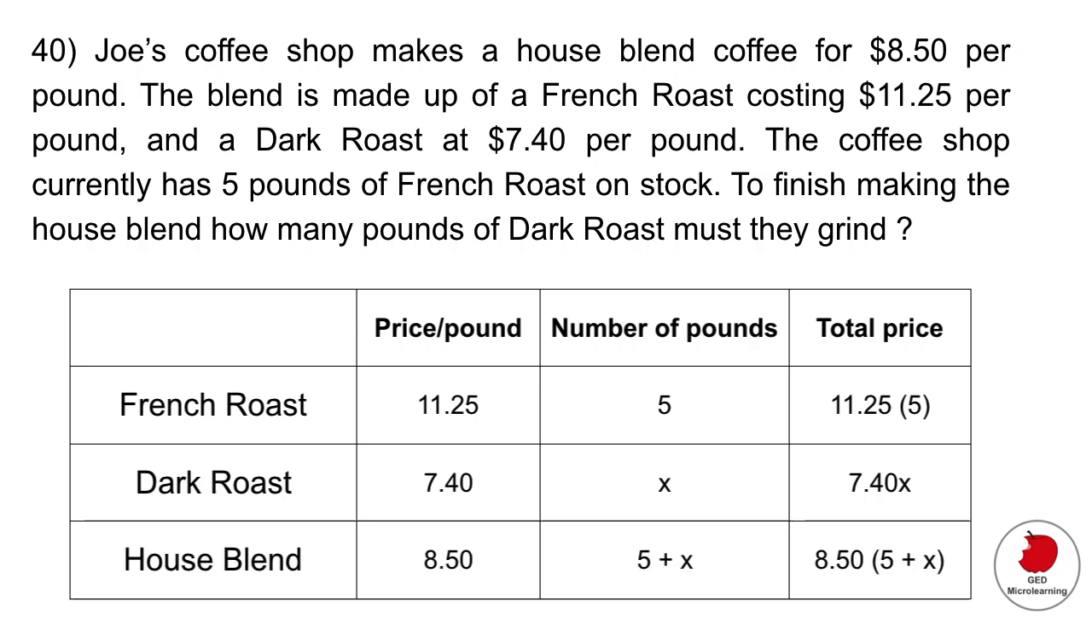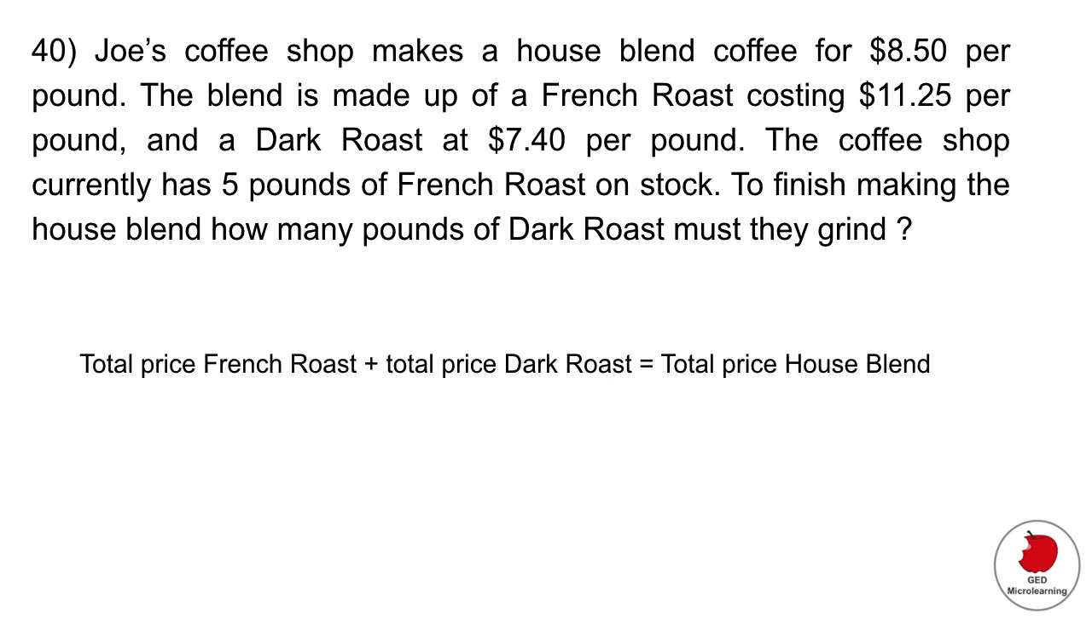And then finally, the house blend, they tell us, is worth $8.50 per pound. And in order to make it, we require a combination of these two coffees. So we don't know how many pounds we can make, so it's 5 plus X. And again, in order to get the total price, you would multiply $8.50 multiplied by 5 plus X.